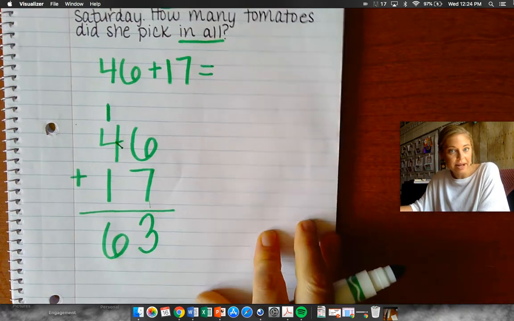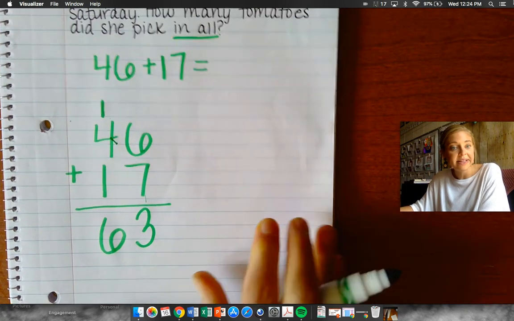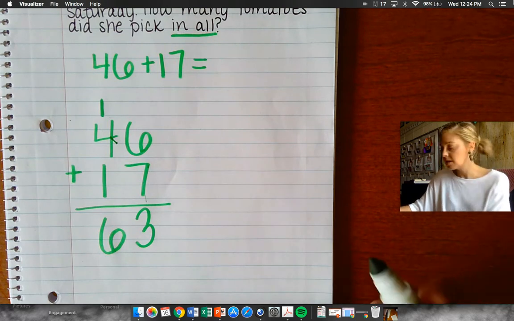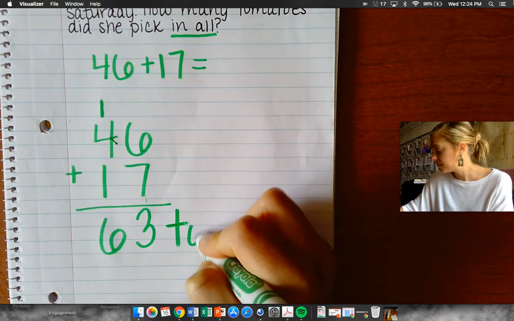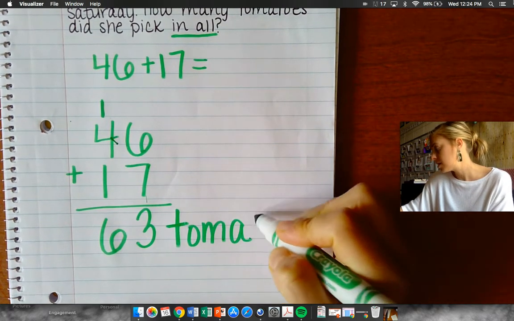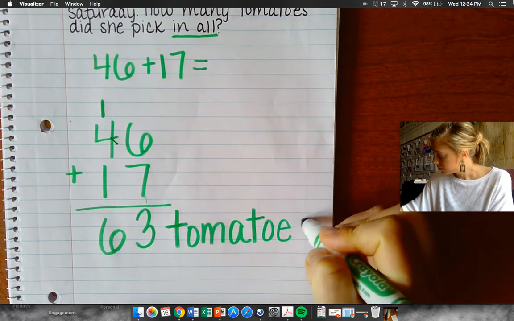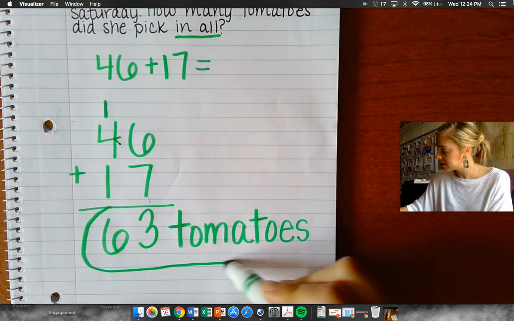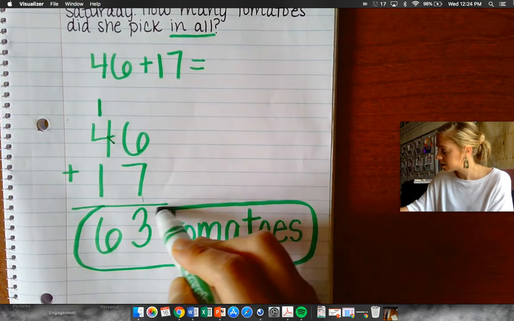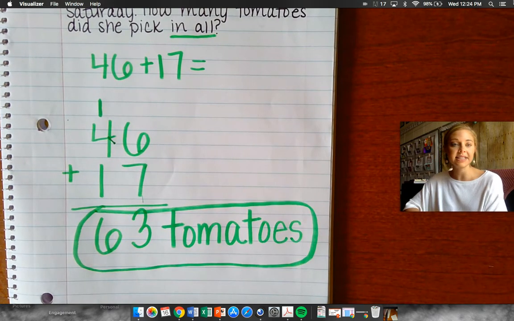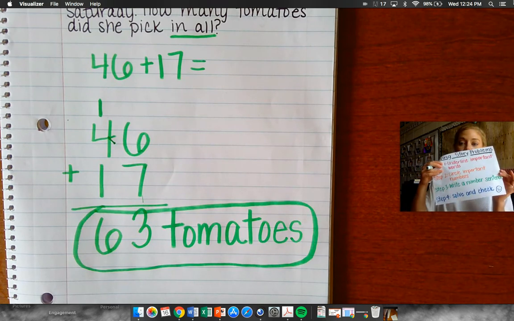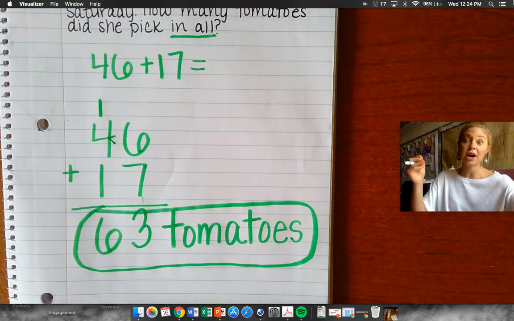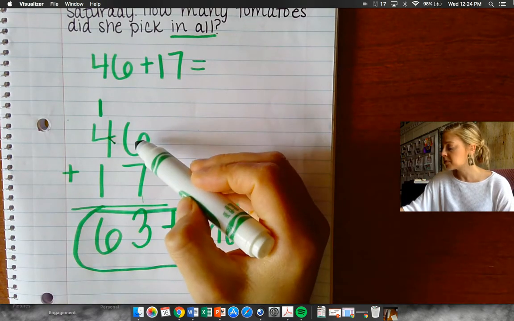Right? How many tomatoes did I pick in all? Well, I picked 63 tomatoes. So that is my label. And then I like to always circle my answer, so that way it's clearly seen. 63 tomatoes is my answer. However, it does tell me to check my work on here. So maybe I should go over that one more time and double check my work like this.